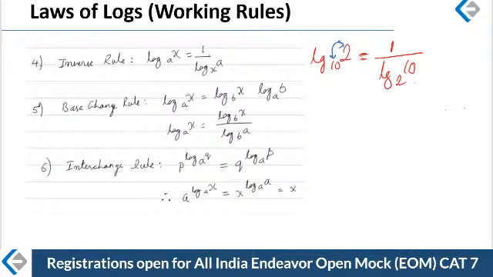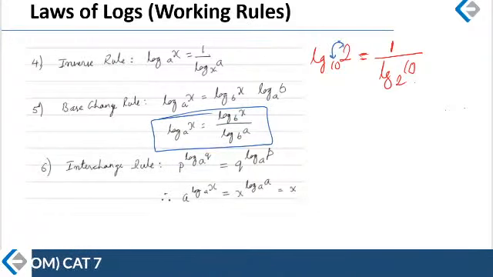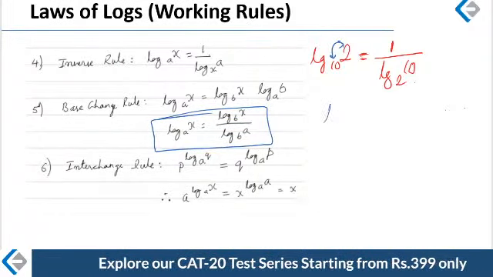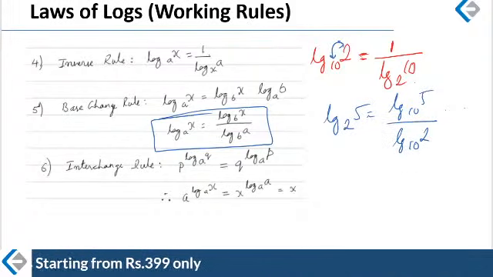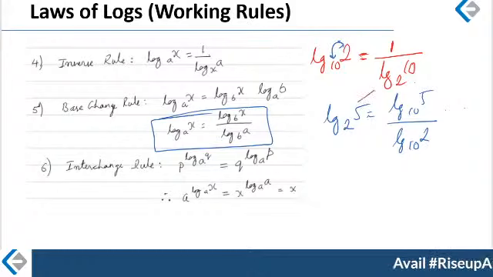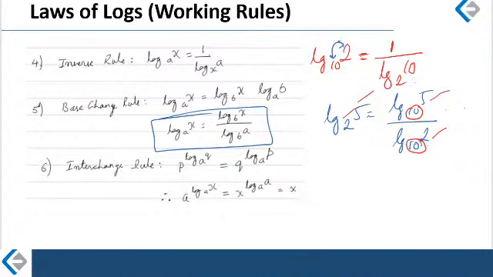The next one, the base change rule. The second part is very, very important in the base change rule. If I have log 5 to the base 2, I can write this as log 5 to the base 10 divided by log 2 to the base 10. I use the same numbers here, 5 and 2, and I changed the base to 10. That is called the base change rule.